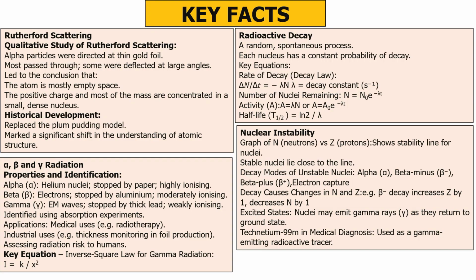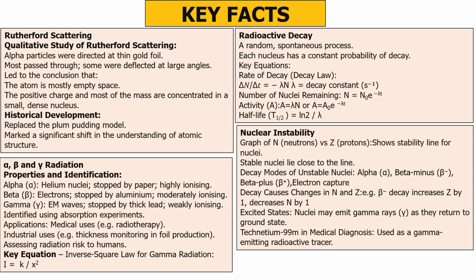Well, firstly, we've got Rutherford scattering. Alpha particles are directed at a thin gold foil. Most pass through and some were deflected at large angles. This led to the conclusion that the atom is mostly empty space. The positive charge and most of the mass are concentrated in a small dense nucleus. Now the historical development was it replaced the plum pudding model and marked a significant shift in the understanding of atomic structure.